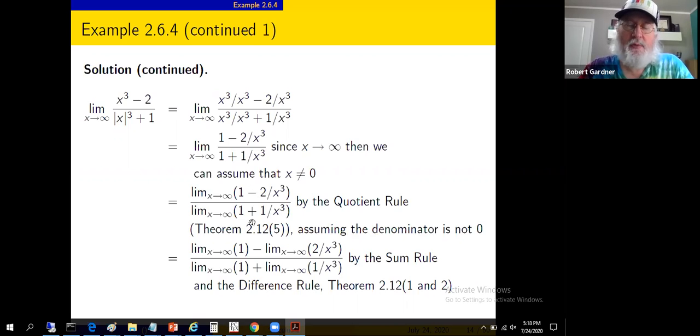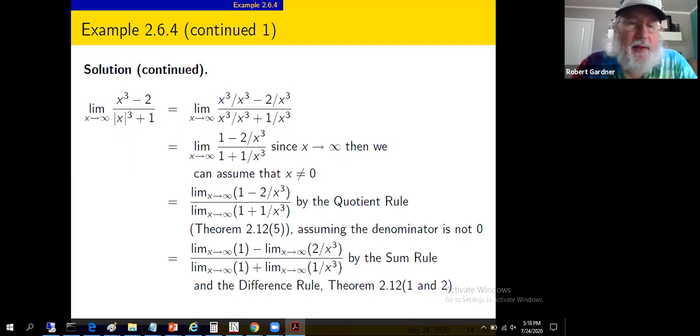You're not distributing because you're not multiplying. But we get the limit of the difference is the difference of the limits in the numerator. The limit of the sum is the sum of the limits in the denominator. It's the sum rule and difference rule for infinite limits. It's given in the theorem. It's not distribution.